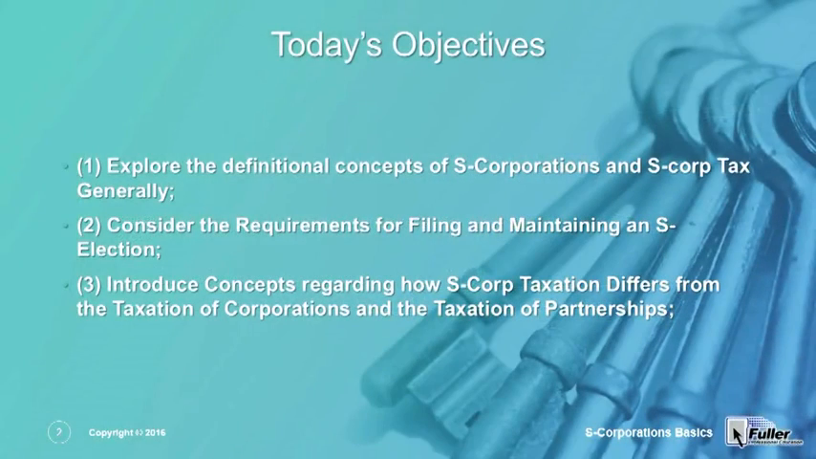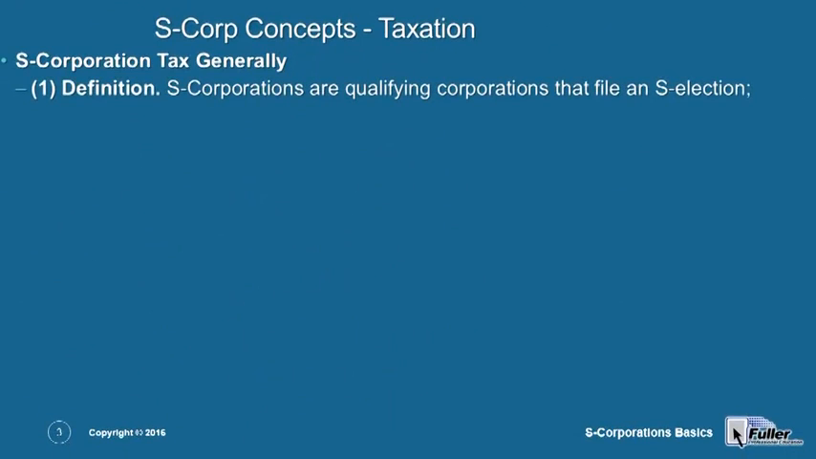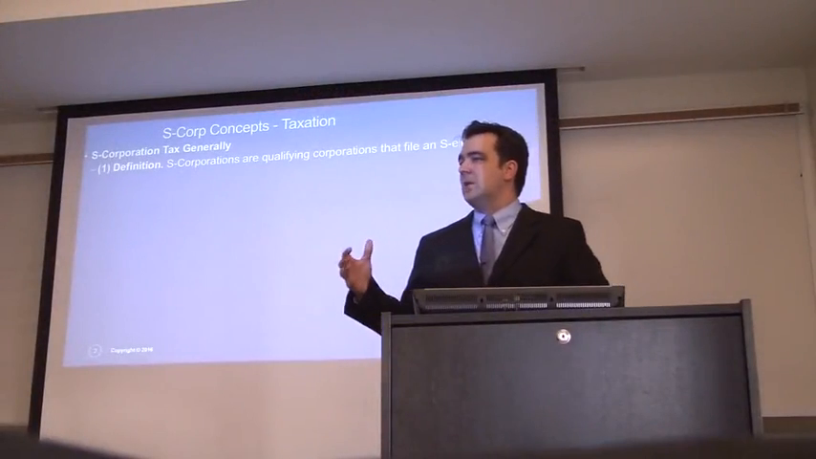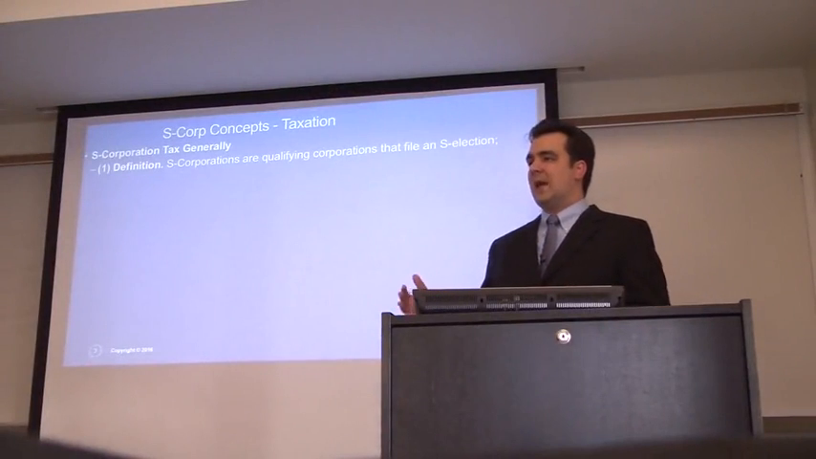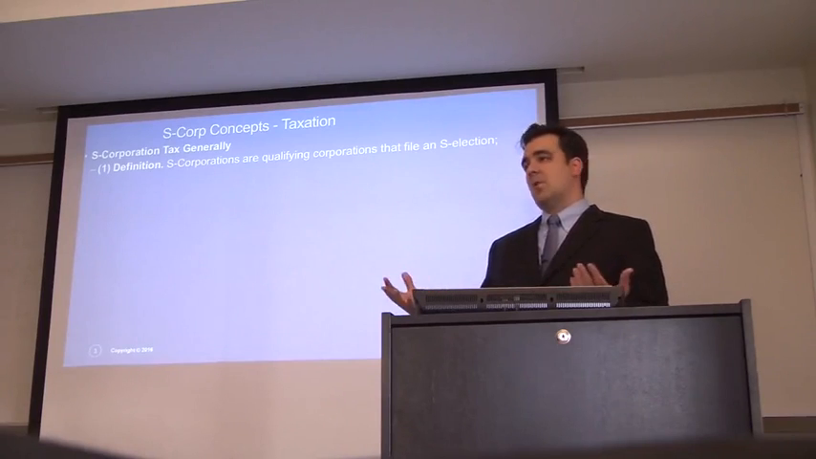So let's take a look at the S-Corp tax generally. This is just, again, overview. So S corporations are qualifying corporations that file an S election. So legally, what we're talking about here typically are corporations, C corporations, and not always because of the check the box regs, which I'll talk about in a minute. But generally speaking, what you're doing is taking a regular corporation and filing an S election. And so for purposes of the Internal Revenue Service, they're just seeing a corporation that files an S election. That's what a corporation is.